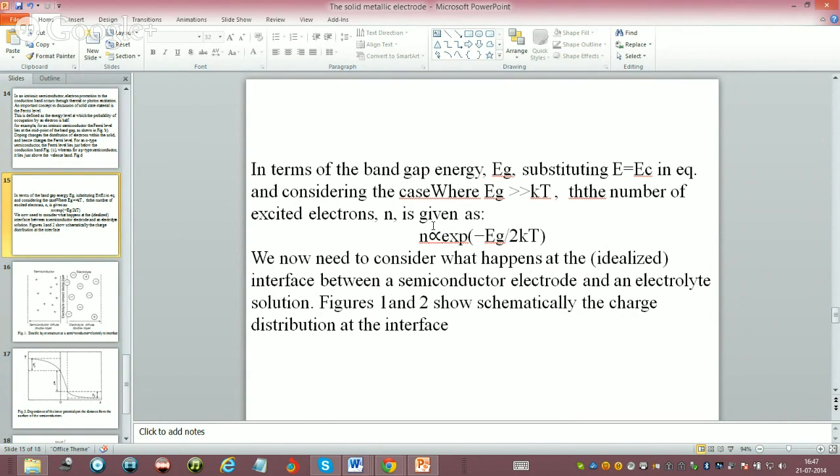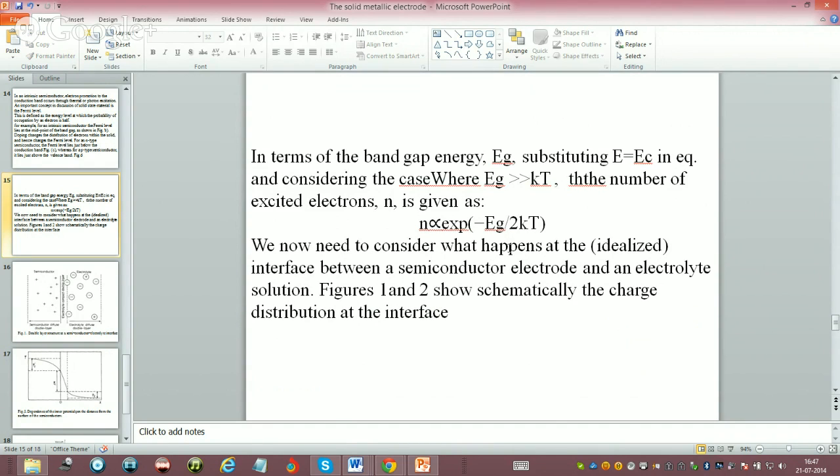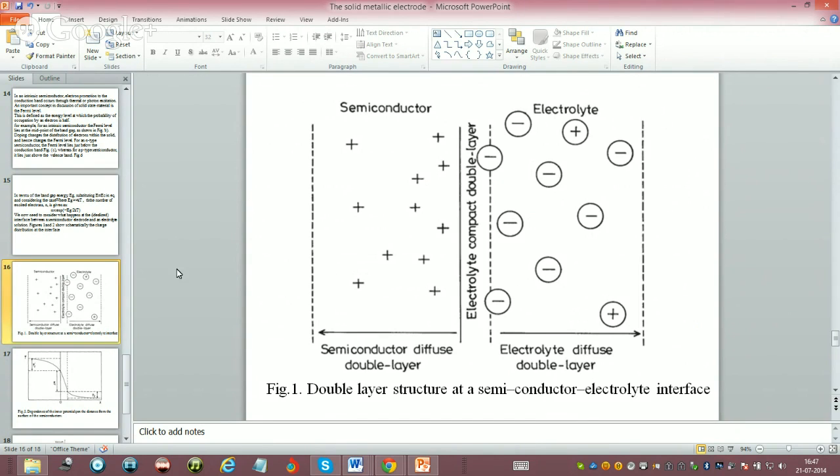So now, in terms of the band gap, the number of excited electrons in a given situation, n, will be proportional to exponential minus Eg by 2kT. We now consider what happens at an idealized interface between semiconductor electrode and electrolyte. This is a separate topic which we are not going to do today, but we simply look at some pictures.